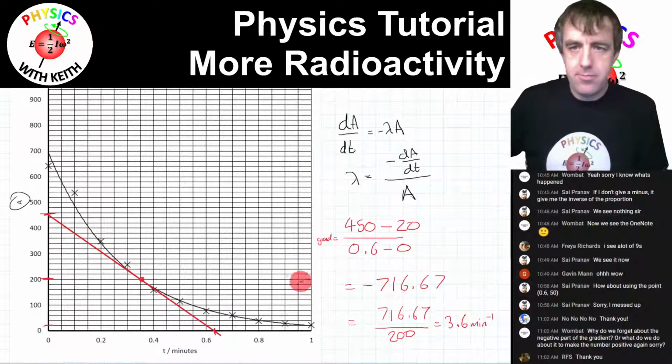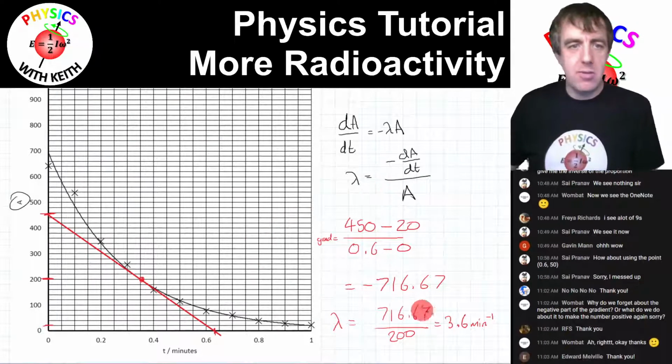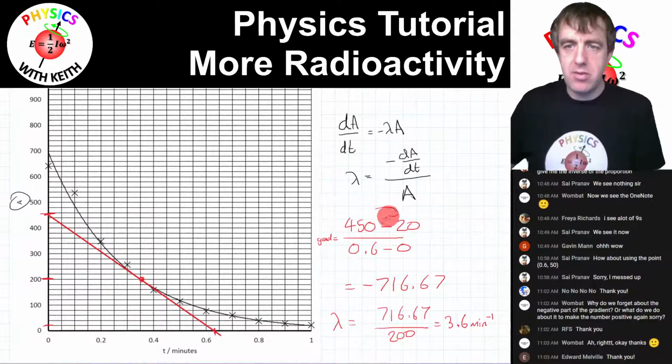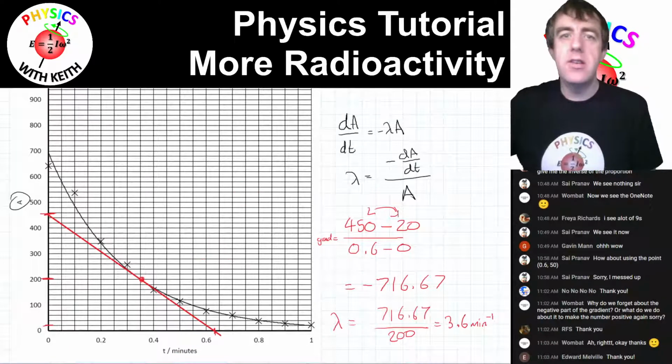let's write this down. There we are, that's better. And that's why lambda becomes minus that. Yeah, I just messed this up. These two should be the other way around, which gives me that minus number. No worries, Ted. No worries at all.